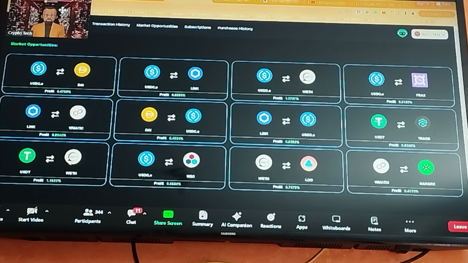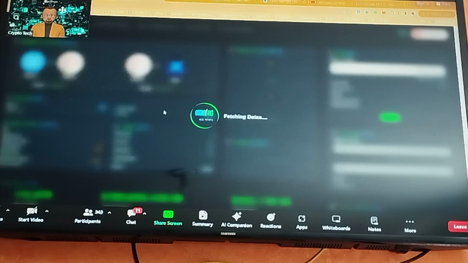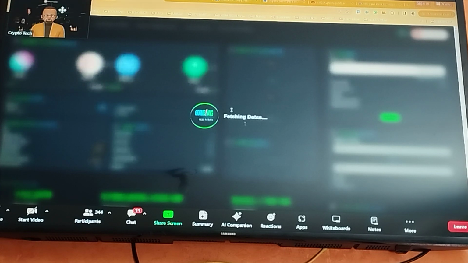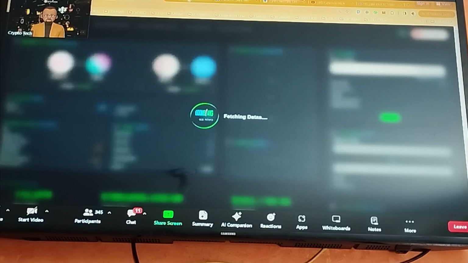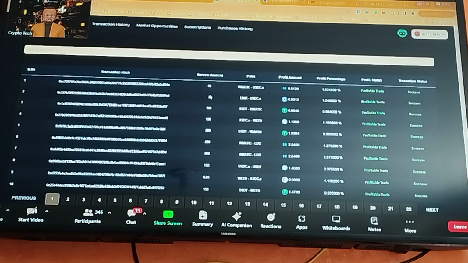USDT and a wrapped Ethereum, that's one. Let's see if we could get the data all settled down. Once that is done, we could go back to market opportunities and take a look. Besides that, we could see I did do a couple of profitable trades.